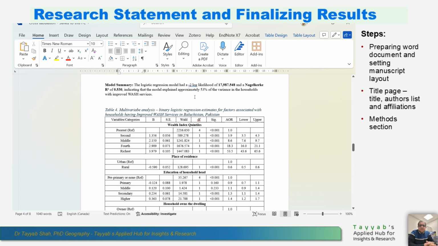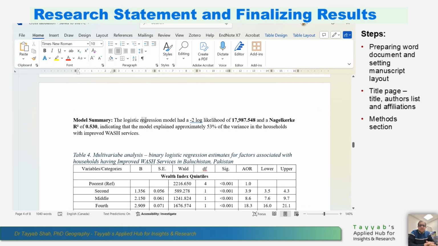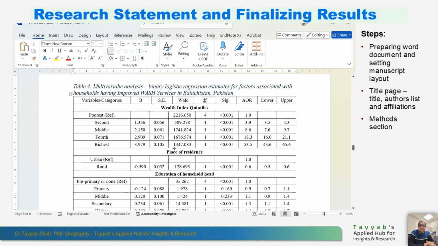So we need to talk a little bit about our regression summary model. Approximately 53% of the variance in the households with improved WASH services is explained by our model. There are some other variables, but we have more than 50% of the variance explained. So the variables we selected are important, and they explain the model very well. And this is the format we need.